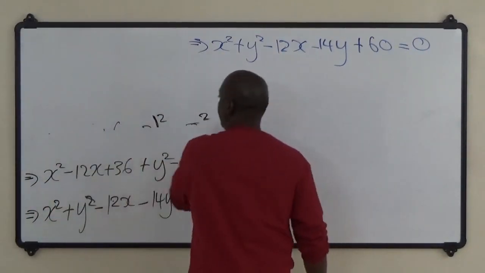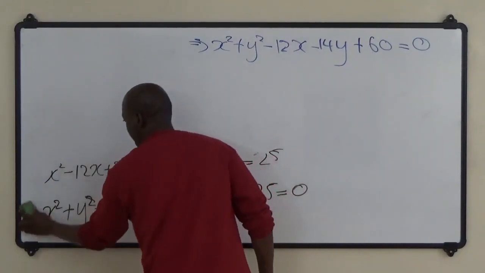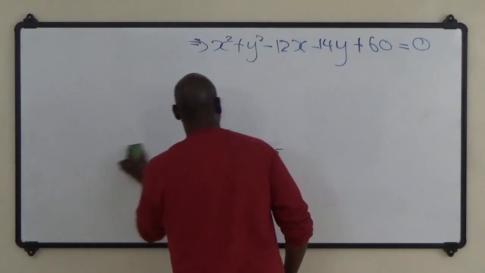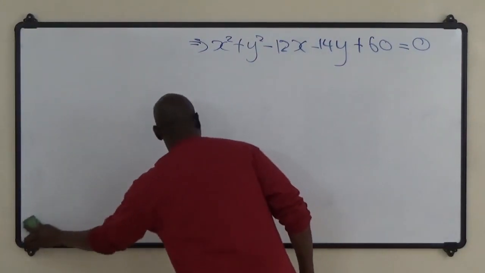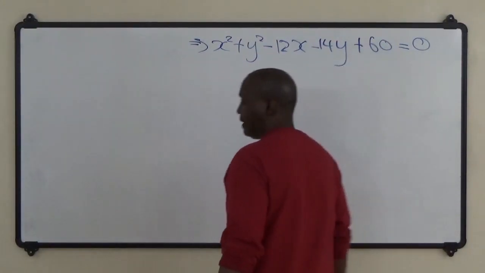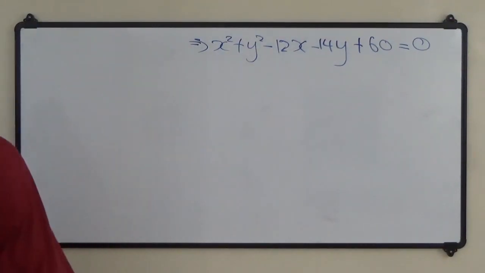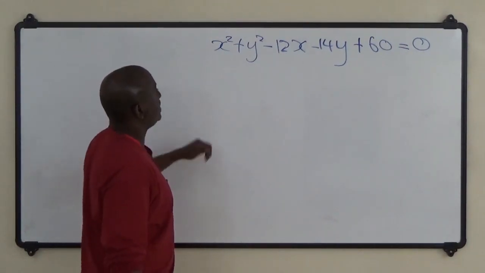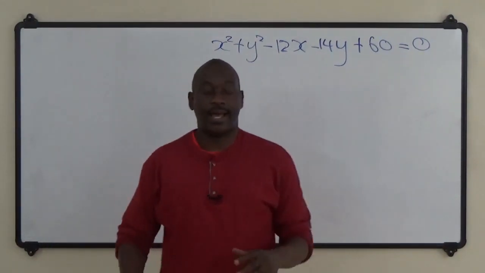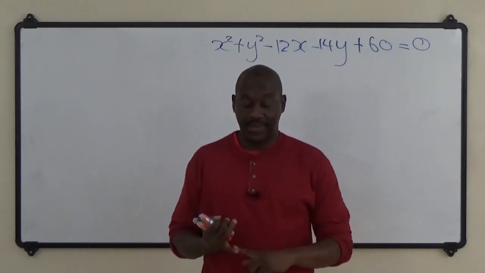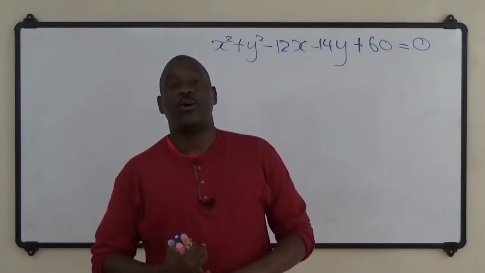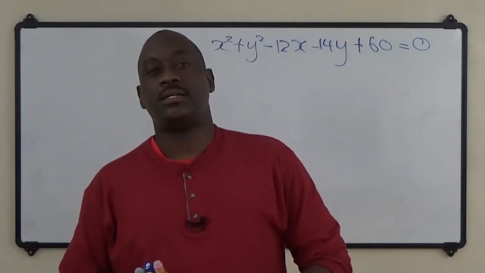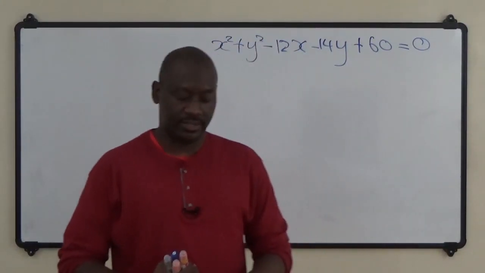All right? We erase it now, and we continue. Let us, for the sake of argument, say that this is what they gave us as the equation of a circle, and they ask us now to find the coordinates of the center of the circle and to find the radius of the circle.